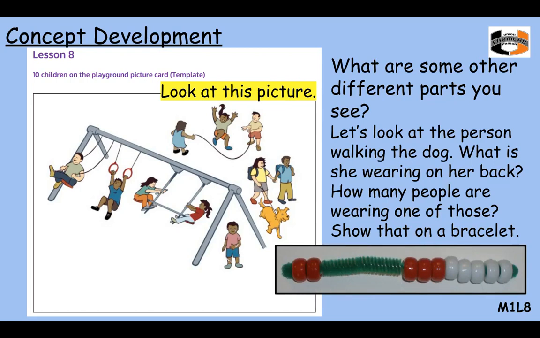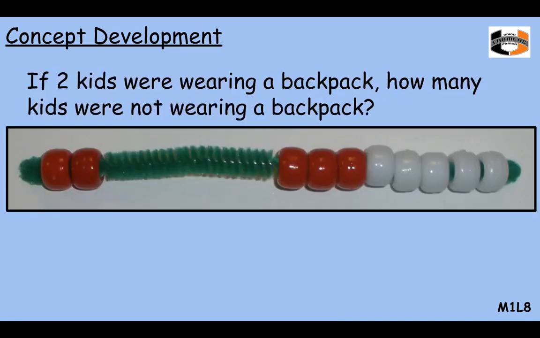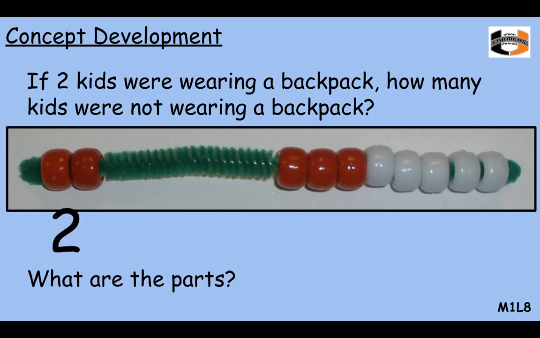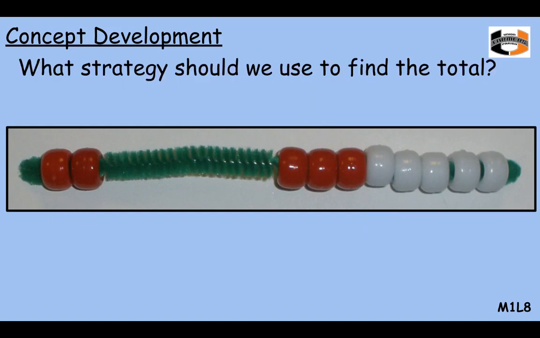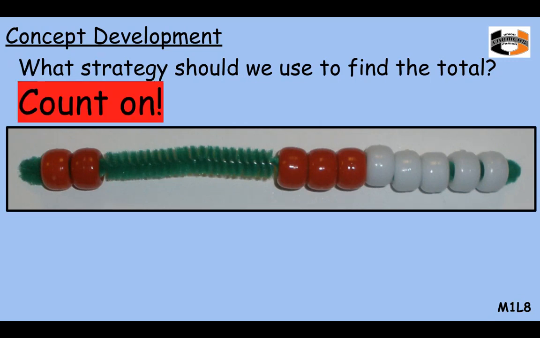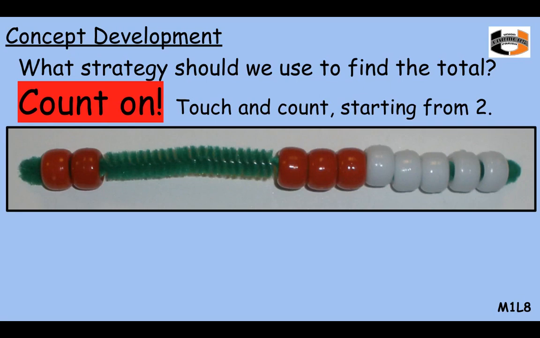So those 2 beads are pulled all the way to the end. If 2 kids were wearing a backpack, how many kids were not wearing a backpack? What are the parts? 2 and 8. What strategy should we use to find the total? Count on. Touch and count starting from 2.